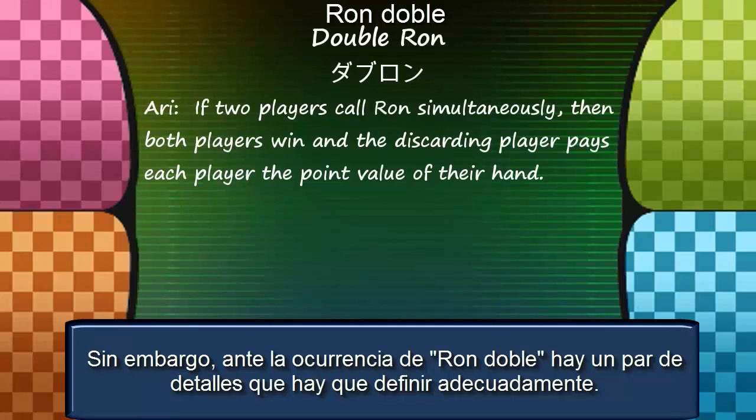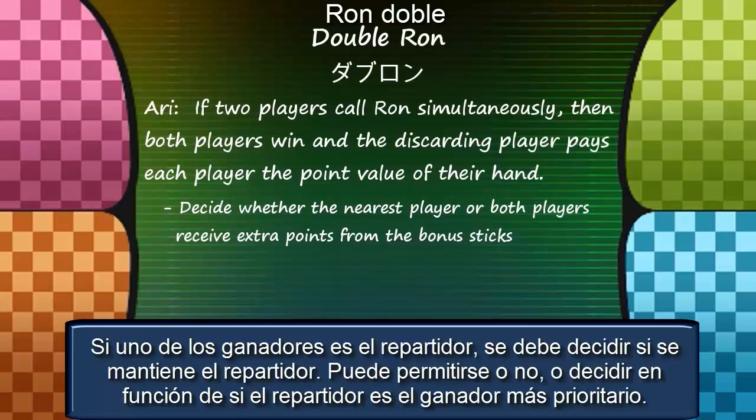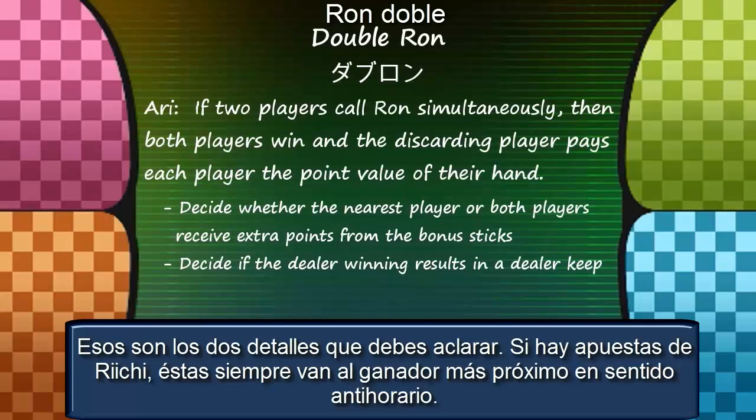However, in the presence of double Ron, there are a few additional things you have to decide on. Who receives the extra payment from the bonus sticks? It can either be added to both winning players' scores, or added to the nearest counterclockwise player's score only. If the dealer was one of the winning players, whether or not a dealer keep occurs. You can choose to have it always occur, because the dealer was one of the winners, never occur, because a non-dealer was one of the winners, or base it on whether or not the dealer was the nearest counterclockwise player. Those are the only two extra settings you have to choose.